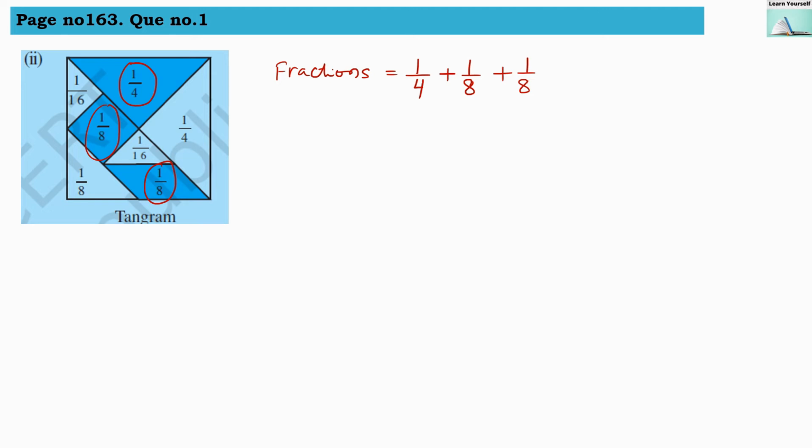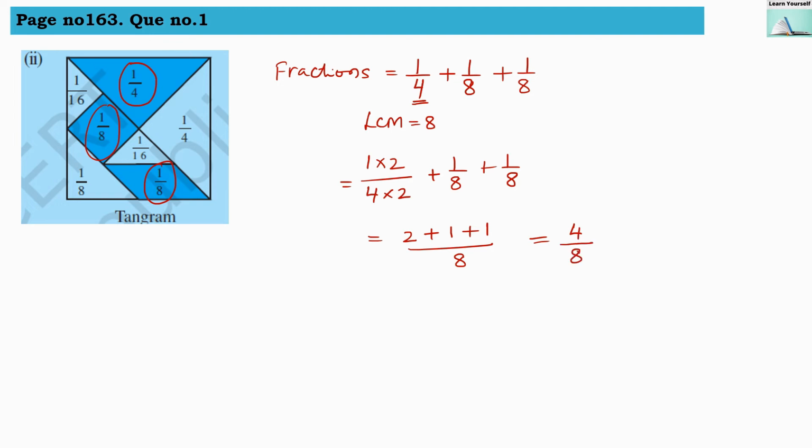Now let us take the LCM. LCM here is 8. So we have to multiply 2 to the first fraction to convert its denominator into 8. So 1 into 2 over 4 into 2, plus 1 by 8, plus 1 by 8. We will get 2 plus 1 plus 1 divided by 8, because our denominator is the same now. So that gives us 4 divided by 8. Once we simplify this, we will get 1 divided by 2.